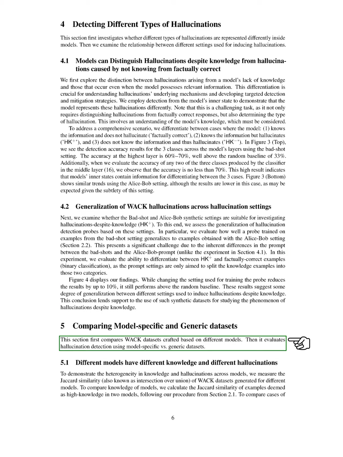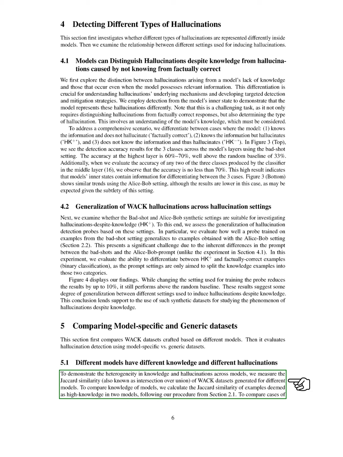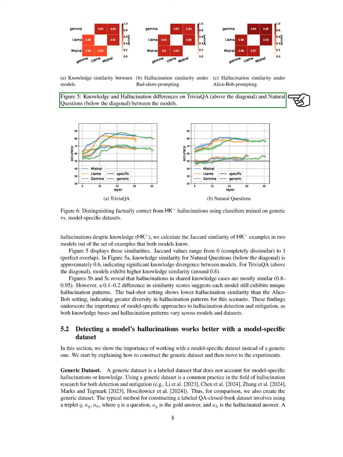Finally, we compare WAC datasets created for different models and evaluate hallucination detection using model-specific versus generic datasets. We demonstrate the variability in knowledge and hallucinations across models by measuring the Jaccard similarity of WAC datasets generated for different models. We calculate the Jaccard similarity for high knowledge examples in two models and for HK+ examples in shared knowledge cases. Our findings reveal that knowledge similarity for natural questions is around 0.6, indicating significant divergence, while for trivia QA, it is about 0.8.